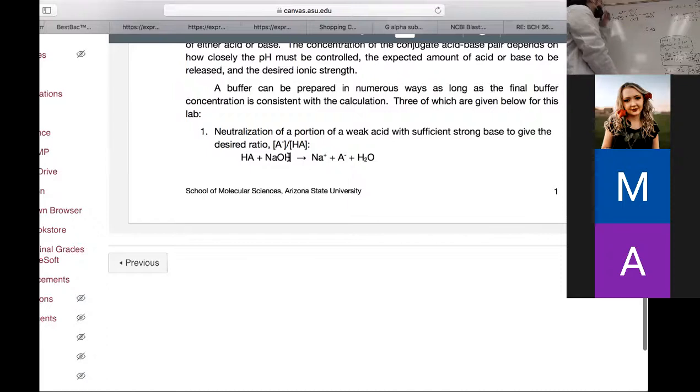Okay. So method 2 is similar to method 1. The only difference is you are using weak base plus strong acid to make the buffer. It's quite similar, but the difference is we are using potassium phosphate dibasic with HCl to make potassium phosphate monobasic.